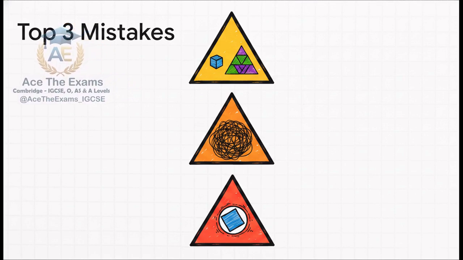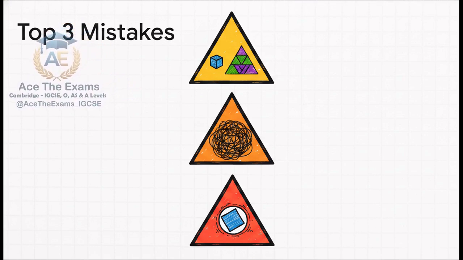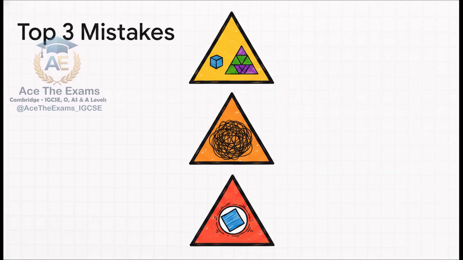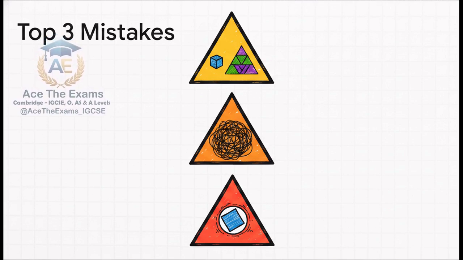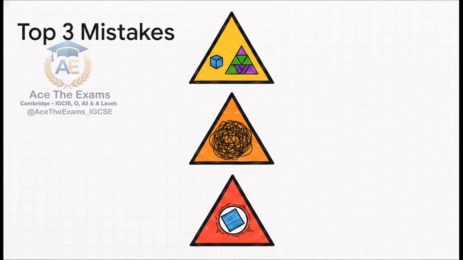Number 2, forgetting presentation checks. They do the math right in their head, but write it so messily on the page that the examiner literally cannot distinguish between a base number and a coefficient. If your base looks like a big number, it's marked wrong.